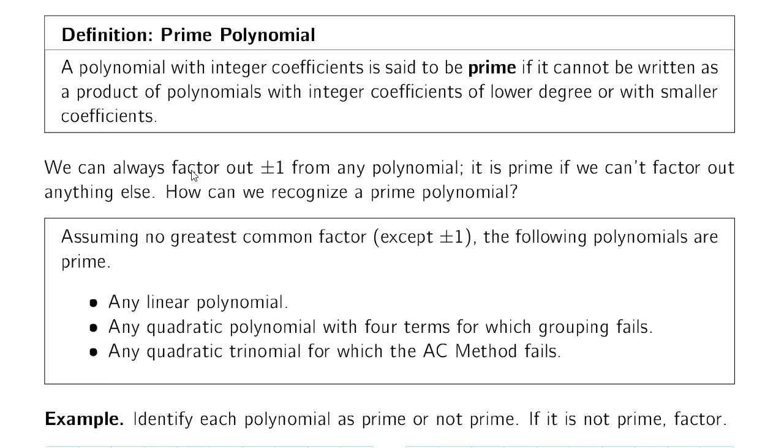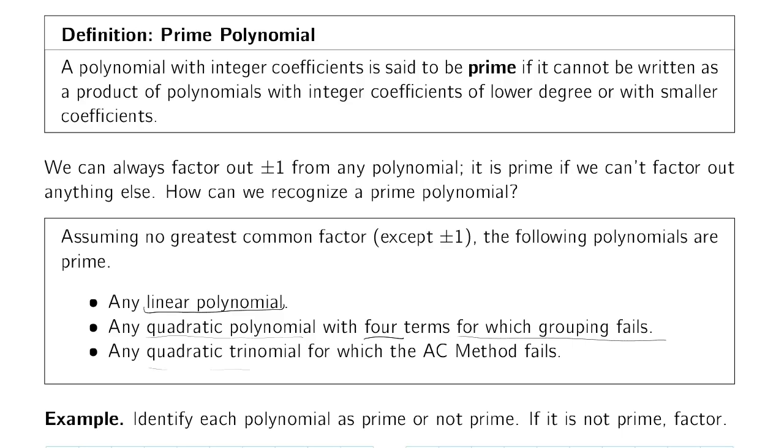Assuming no common factors, the following polynomials are always prime. Anything linear is prime. So if we've got something linear, we don't need to try to factor. A quadratic, so degree 2, with 4 terms for which grouping fails. So if we have a quadratic polynomial with 4 terms, we try factoring by grouping. If that doesn't work, then it's prime.